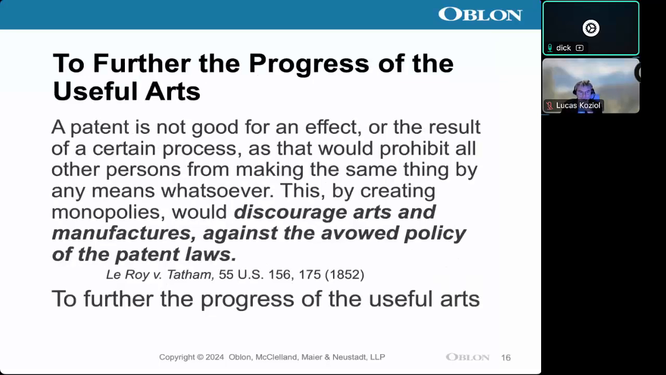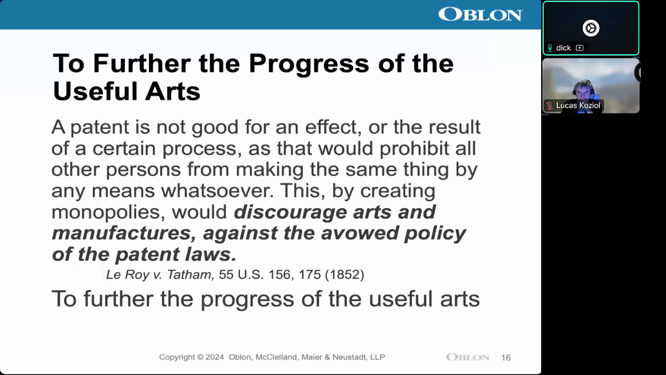Now we've all heard, maybe some of us have read, that the Constitution provided for patents to further the progress of the useful arts. Now many commentators believe that this is a broad, sweeping approval of many types of claims, including many people wrote that they approved the Amgen claims. However, the Supreme Court disagrees.